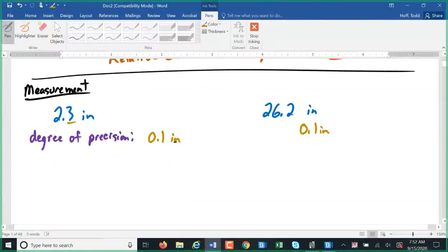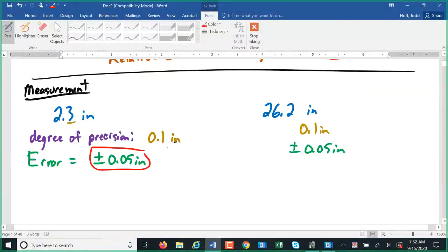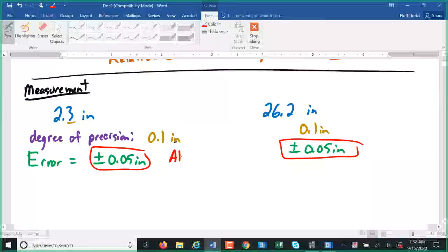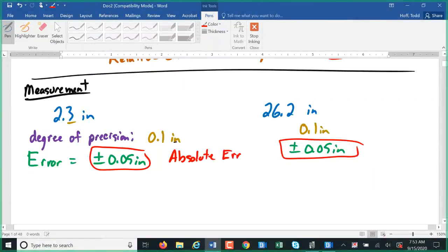Which means their possible error, their measurement error, is plus or minus 0.05 inches for both measurements. That is what's considered to be the absolute error. Well, why do we say that's the absolute error? It might be less than that. Yes, it might be less than that.